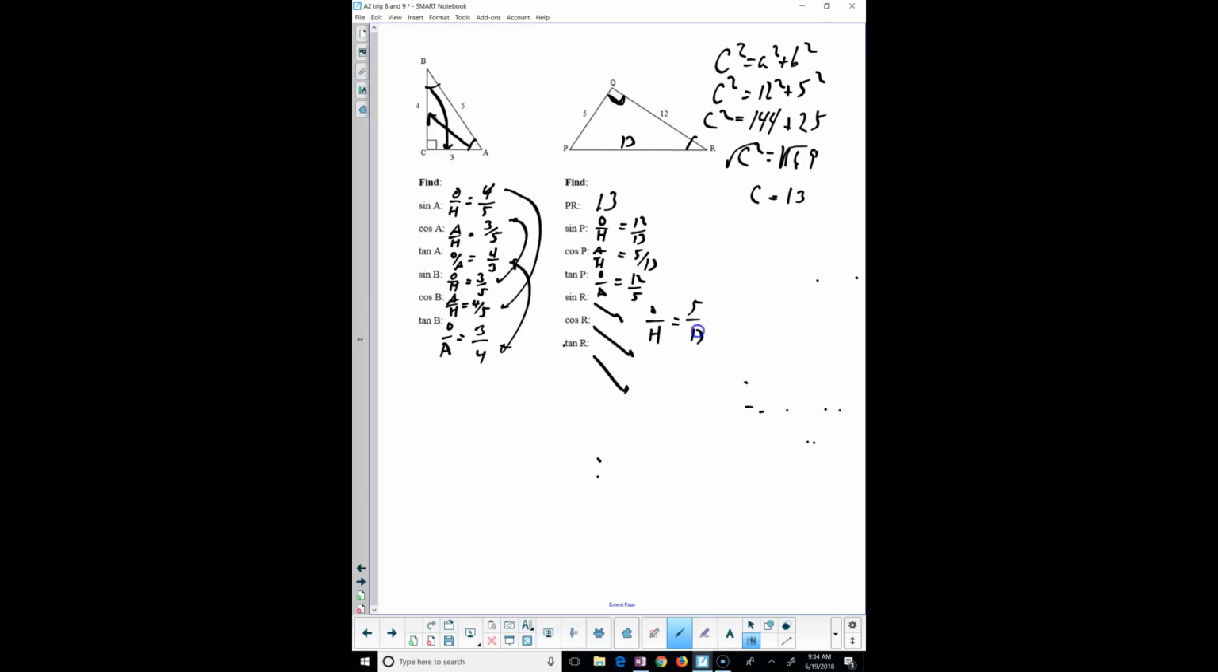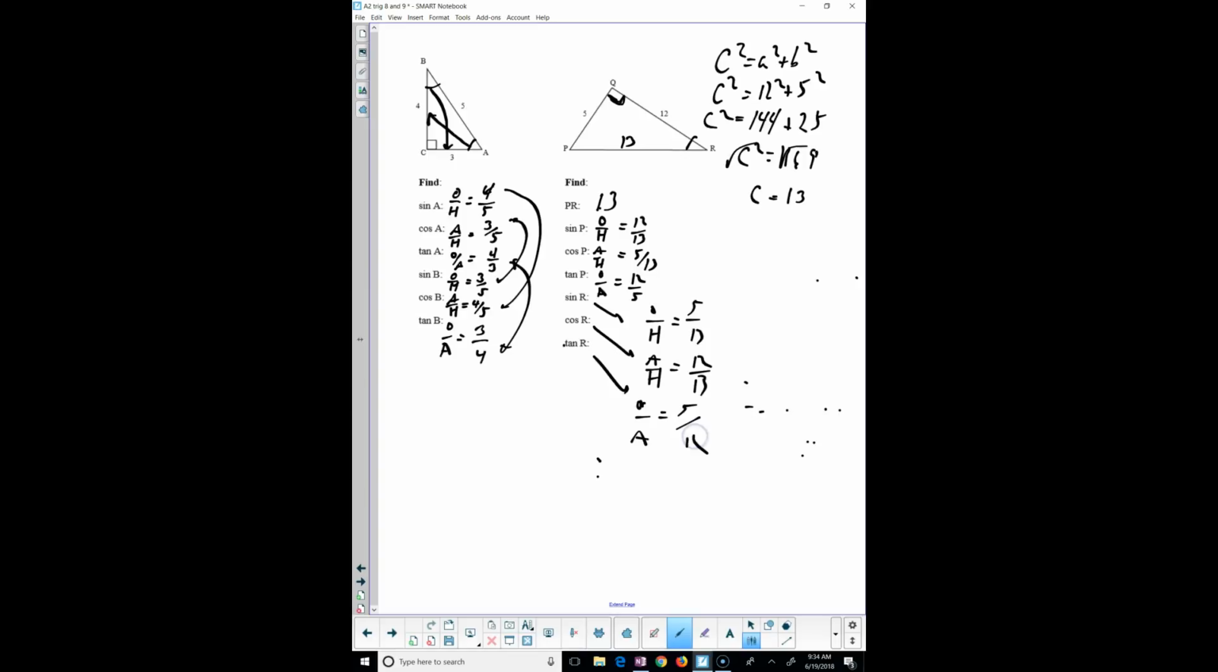The hypotenuse is still 13. That hasn't changed. Cosine is adjacent over hypotenuse. The adjacent, in this case, is 12. The hypotenuse is still 13. And then the tangent is opposite over adjacent, which is, the opposite is going to be 5, and the adjacent is 12.